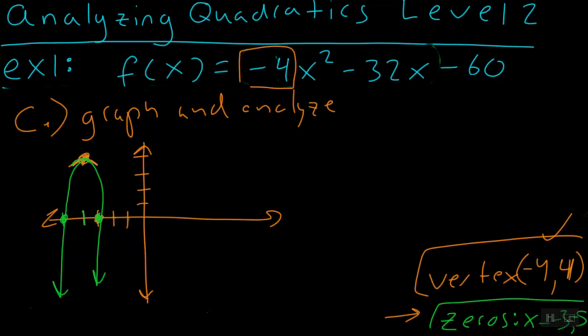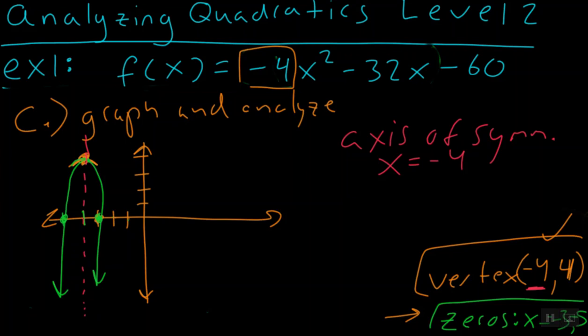So what are all the things that we know? Well, let's start with our axis of symmetry. Okay? We see that our x value is -4, so that's at x equals -4. And that should make sense because over here in my vertex at -4, I can just drop straight down.